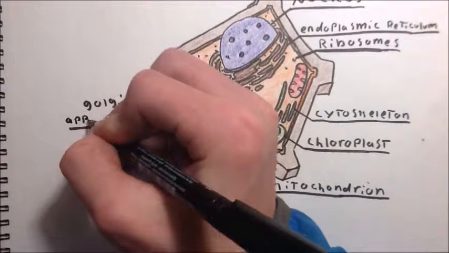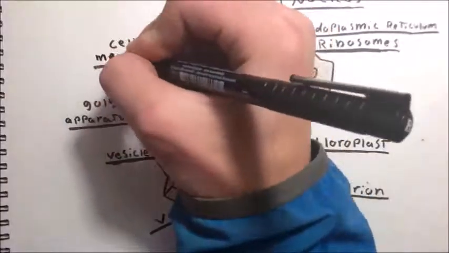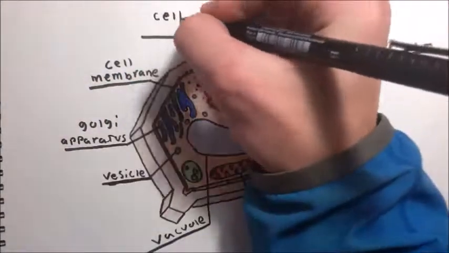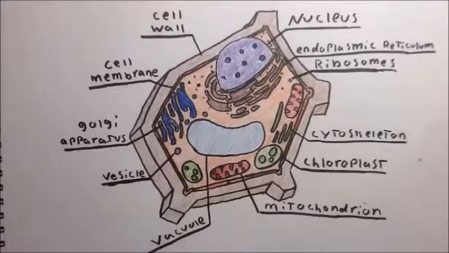The other difference between a plant cell and an animal cell is that the plant cell has a cell wall. The main function of the cell wall is to support and protect the cell.